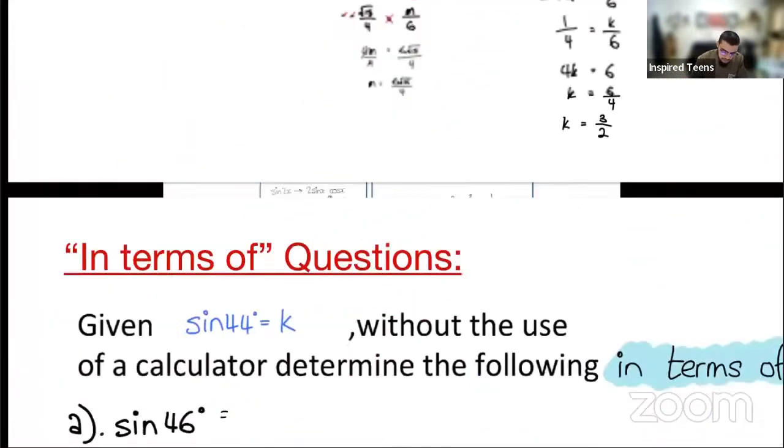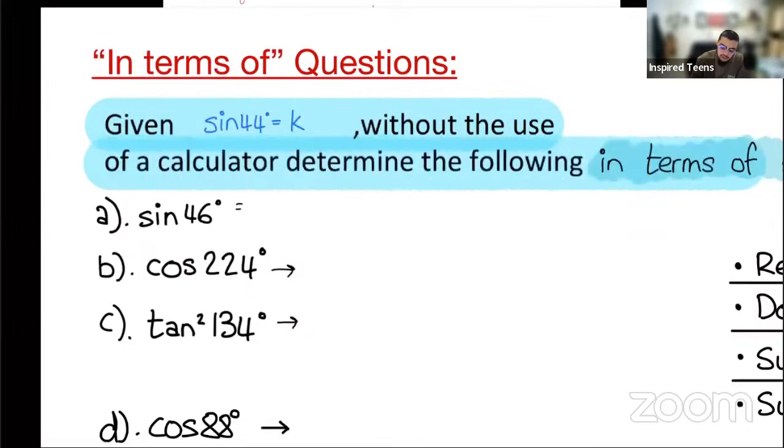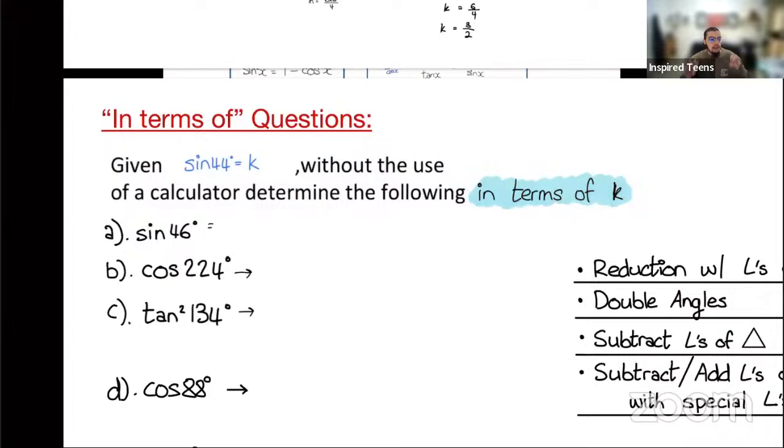Then if we go to in terms of questions, let's look at the question. They'll say, given sine 44 is equal to k, without the use of a calculator, determine the following in terms of k. That's the key. What distinguishes this question is the phrase in terms of, which is also highlighted, because it says in terms of k. That's the important part, and that's why it's labeled as the in terms of questions.